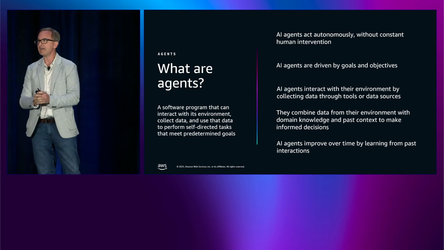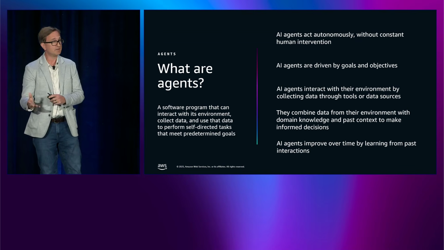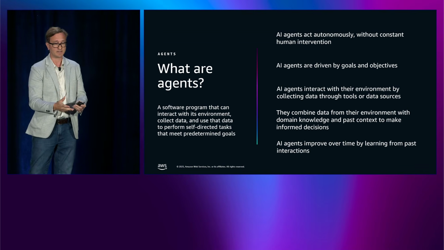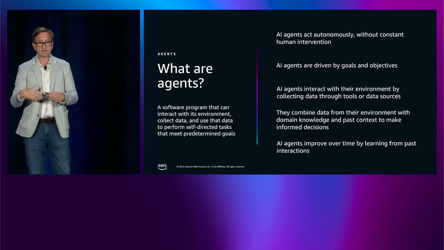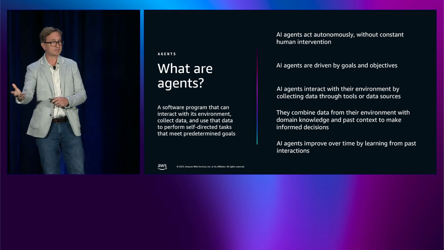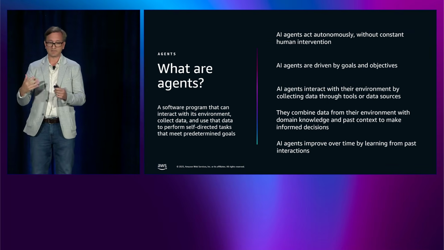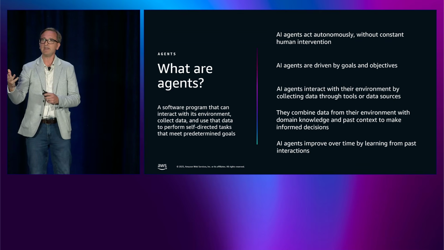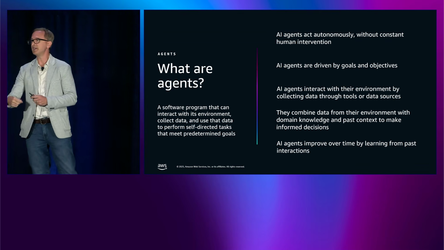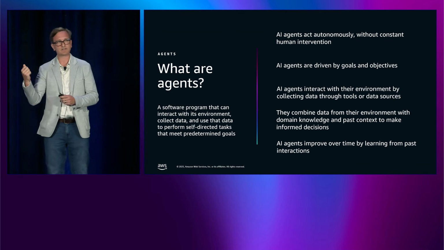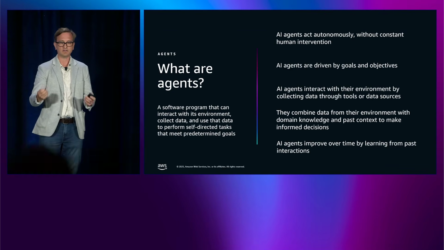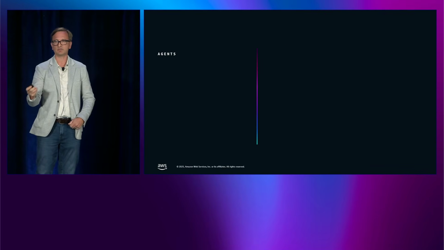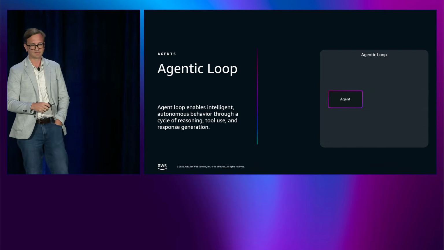So in this case, AI agents act autonomously without constant human intervention. They interact with the environment by collecting data sources, and they combine that data with domain knowledge and past context. They're going to use tools such as AgentCore Memory, which Riggs just talked about, in order to learn from past interactions and to improve over time.